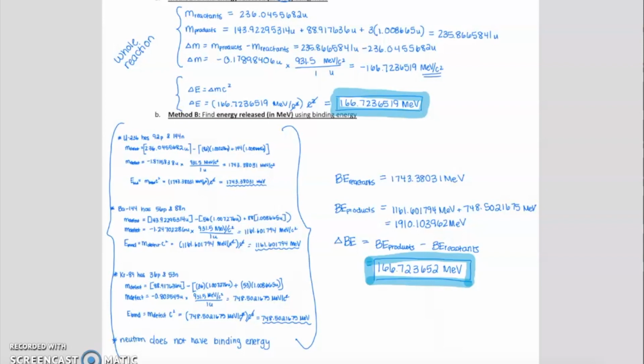As you can see, though, I would prefer method A over method B. Method B is simply a lot of work. And today what we're going to be introduced to is a new quantity called binding energy per nucleon. And for our gear up problem at the end of today's lecture, we're actually going to use method C, a new method, and you might like that one even better than these two.